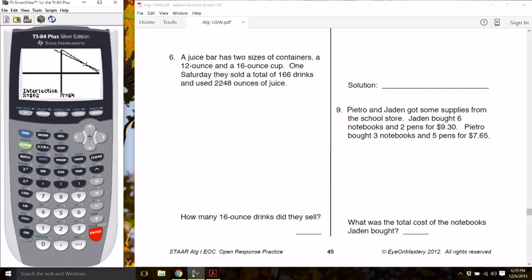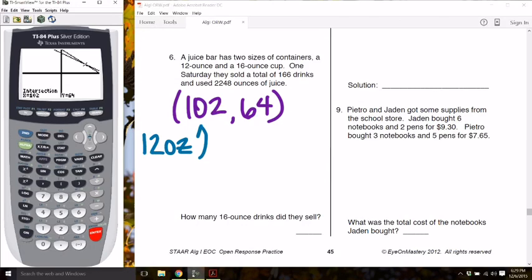Okay, so for this problem, we're saying that the solution is the ordered pair 102, 64. So for those 2 equations that we found, this is the ordered pair that works for both of those equations. I could also go to my table and see that these would have the same y value in y1 and y2. So back to what we started with, though, we said that our 12-ounce cup was our x. Okay, so that's 102. And we said that our 16-ounce cup was our y, and so that's our 64 here.